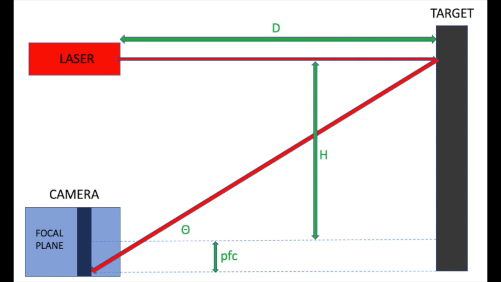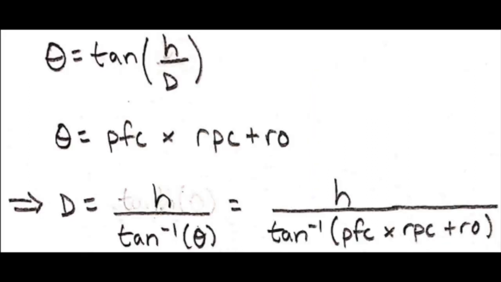The transmitter in this project will be a red line laser that will shine multiple red laser points on an object, and the receiver will be a camera that can pick up those red laser points in photos. We calculate the distance to the target using the set distance h from the transmitter to the receiver, the PFC, or the number of pixels from the center of the focal plane that those red line laser points show, the radians per pixel pitch, RPC for short, and also the radian offset to compensate for any alignment errors in our LiDAR.